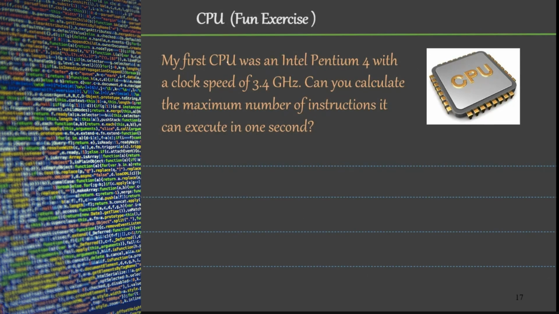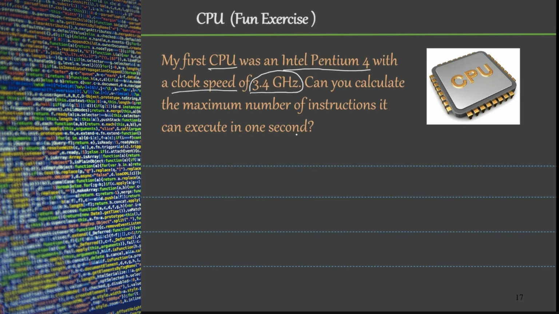And this is like my real exercise. I made it, and actual data is also there. When I started my computing and my programming, I started with a CPU, and the CPU model was Intel Pentium 4 with a speed, generally referred to as clock speed. It is still mentioned, and I have the manual with me now, and I'm talking about 12 years back. The speed was 3.4 gigahertz. So can you calculate the maximum number of instructions it can execute in 1 second?